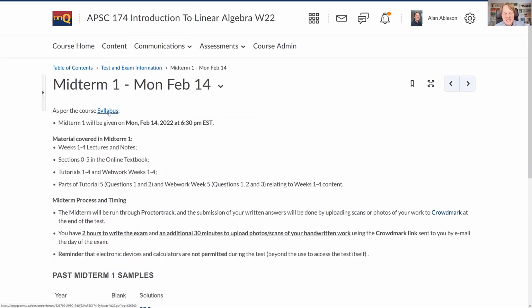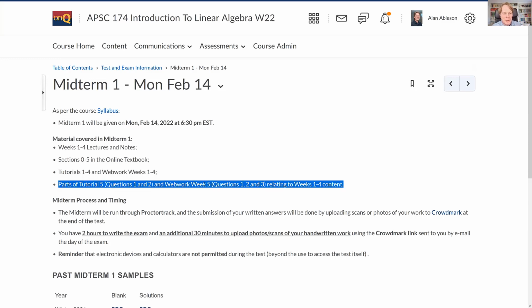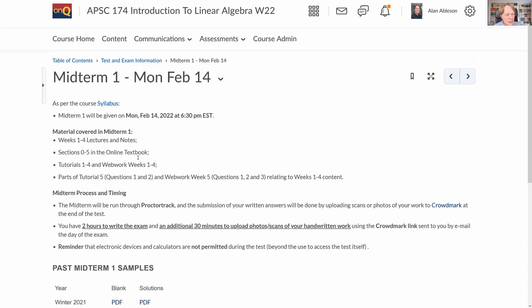So as always, the description of the key ingredients are in the syllabus. The midterm is Monday, February 14th, so 10 days from now. And the core material is weeks 1 to 4. Just because there's a little bit of bleed over into tutorial 5, we have some questions that are related to that material, and also web work week 5. Some of the material is also covered there. Just so you're not thinking, is it, isn't it? We're trying to be as explicit as we can. It still comes from week 1 to 4. Weeks 1 to 4 content, lectures, and sections from the textbook. That's what's on the midterm.